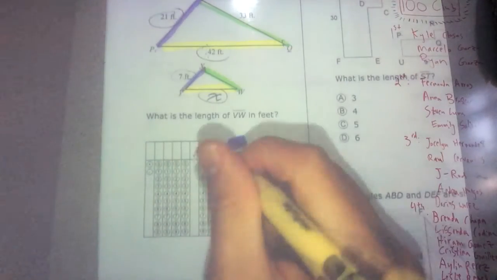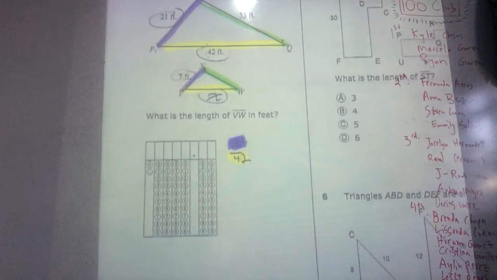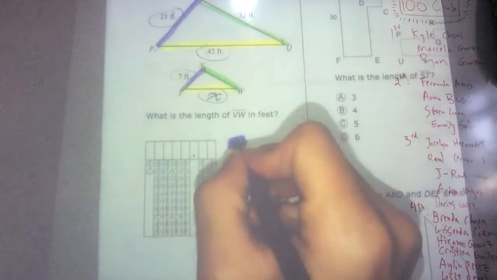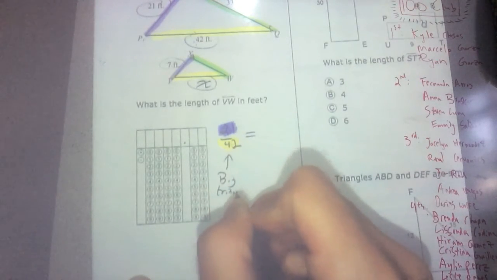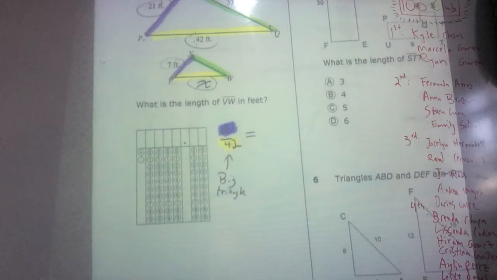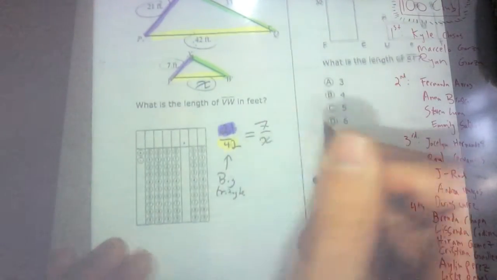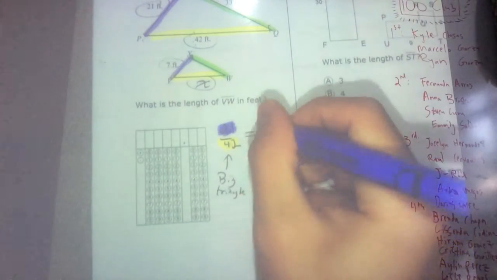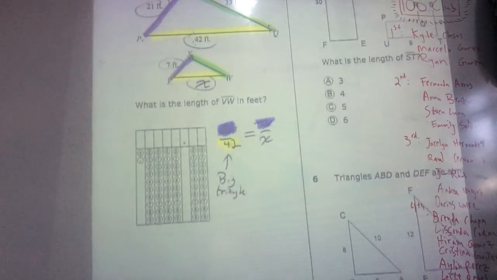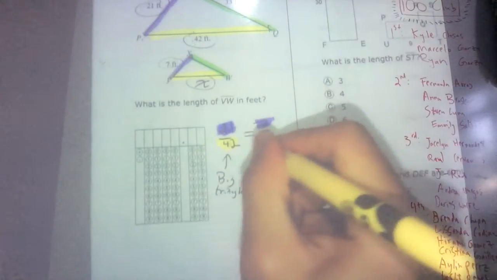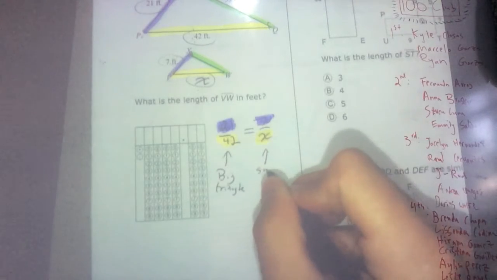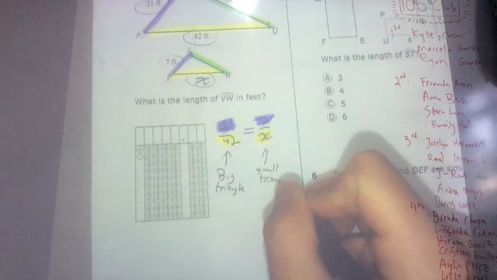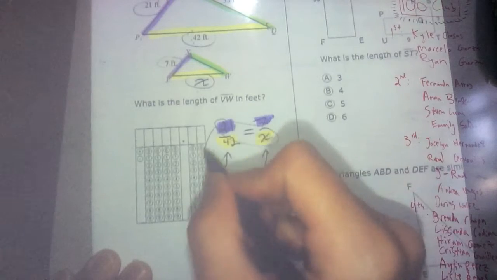21 over 42, I'll make this a little bit darker, 21 over 42 is equal to, and now notice that this is the big triangle. I'm going to do the purple first, which is 7 over x. Now once I've set out my proportion, I'll be able to solve for x. And notice how this is the small triangle, so everything is vertically and horizontally aligned.